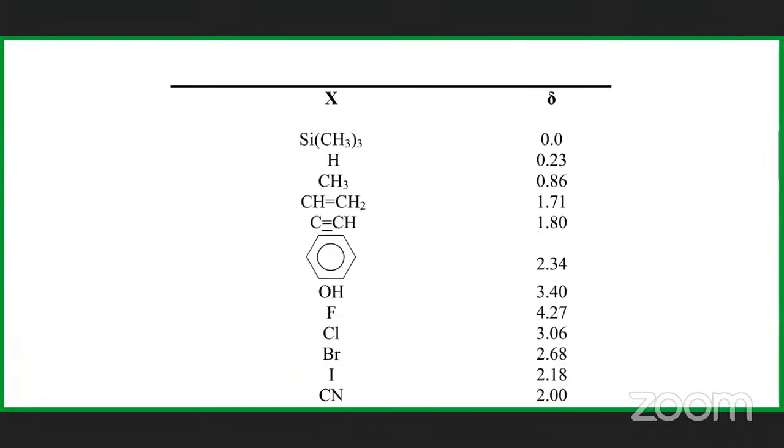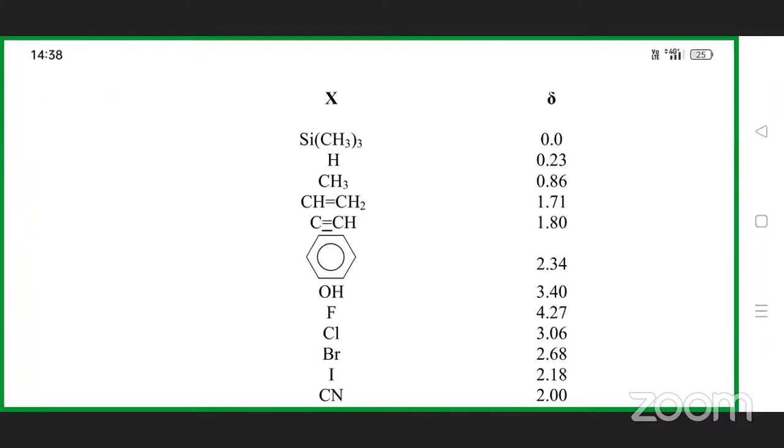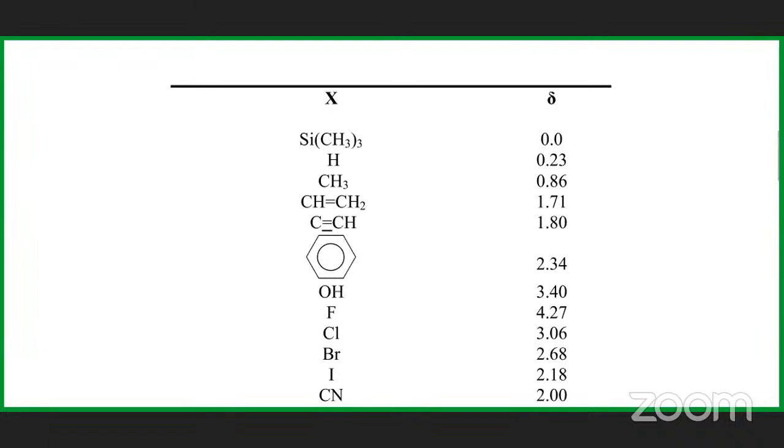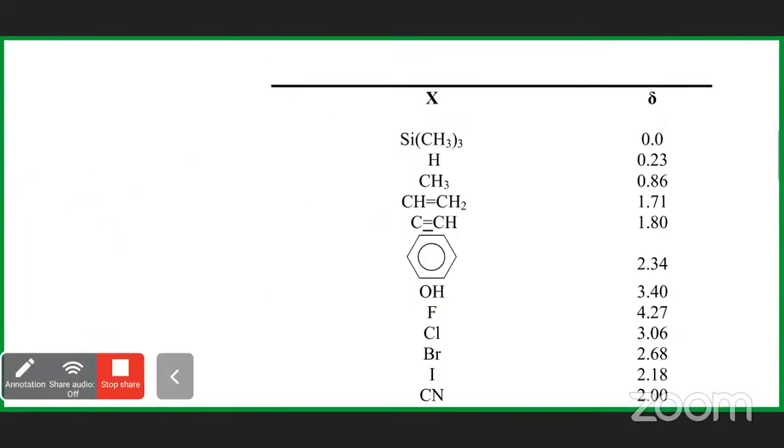Here you can see some examples, like tetramethylsilane, TMS. Here the silicon is surrounded by four methyl groups, right? The methyl groups are the donating groups here. So donating groups decrease the delta value, and all the methyls fall in the same chemical environment, so its delta is 0. Okay, and the methyl proton is 0.86 here.